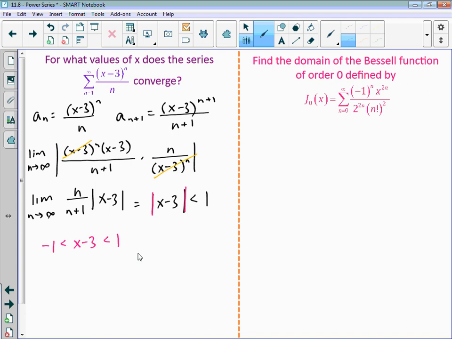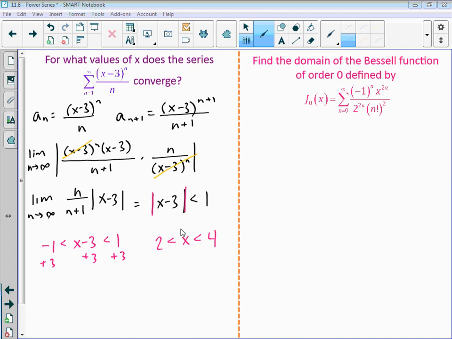And then if I get x by itself, how would I do that? Add 3. So you just add 3 to each of these pieces here, and you get 2 is less than x is less than 4. Does that look okay to everyone? Okay, so we get the absolute value of x minus 3 is less than 1. Put it between -1 and 1, and then we want to get x by itself, so we add 3 to all the pieces, so we're to here. Does anyone have questions to that point?